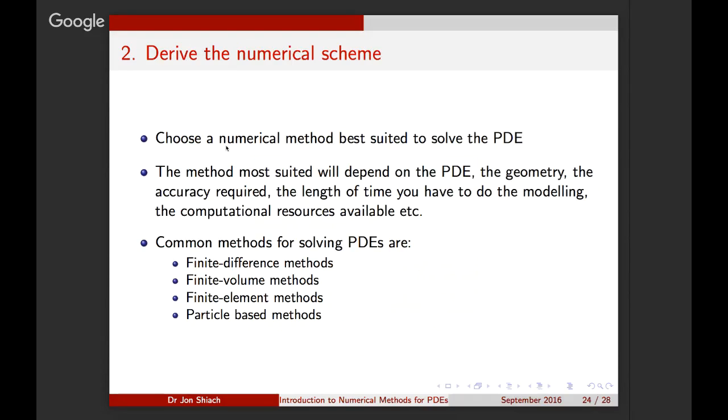Accuracy. If you don't need it to be that accurate, there's no point in spending ages getting a really accurate solution if you don't need it that accurate. The length of time you've got to do the modelling. Back in my day, when I was doing this work, my programs would take around 24 or 48 hours to run. Nowadays, the same programs take seconds. But sometimes you don't have that time. Things like that. These are common methods.